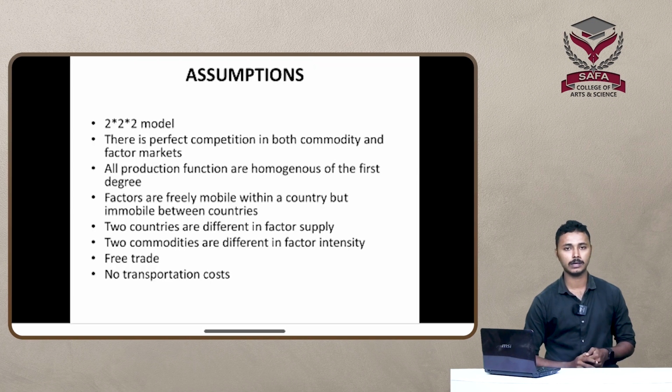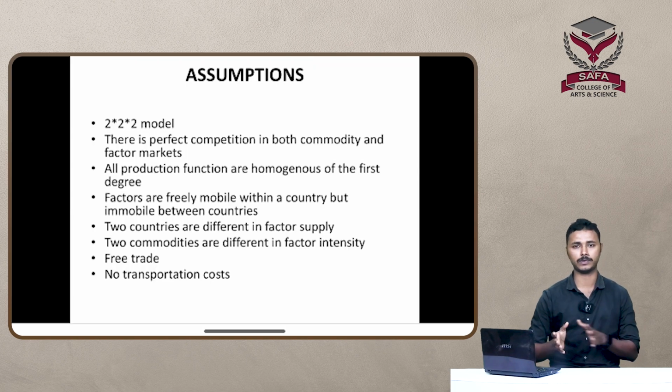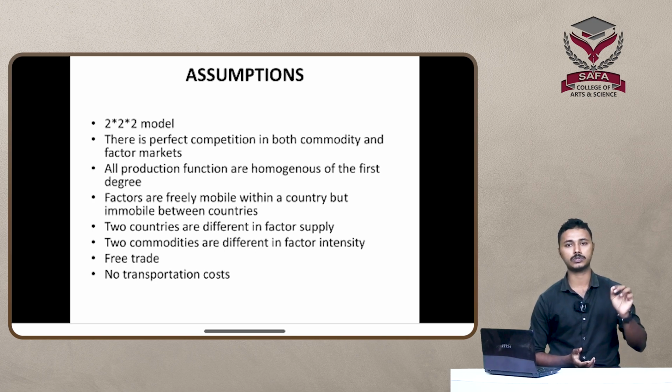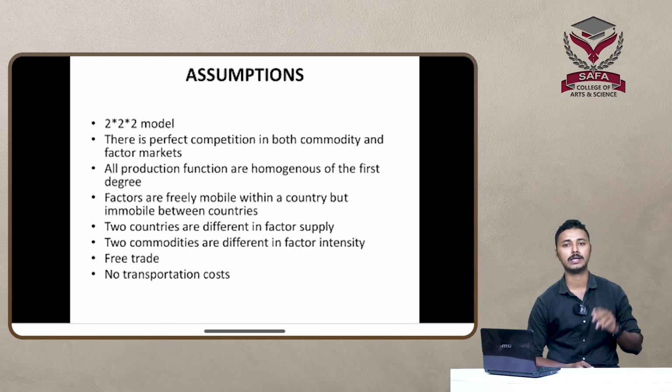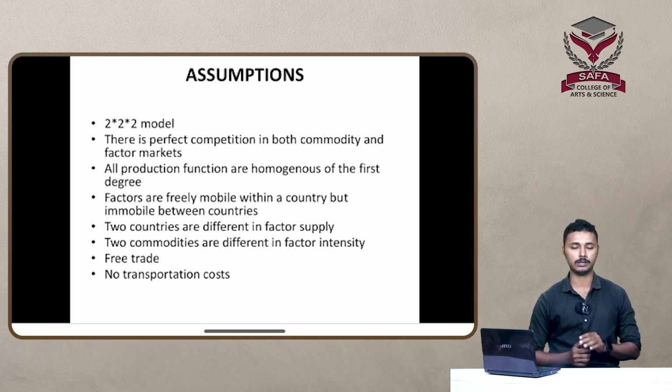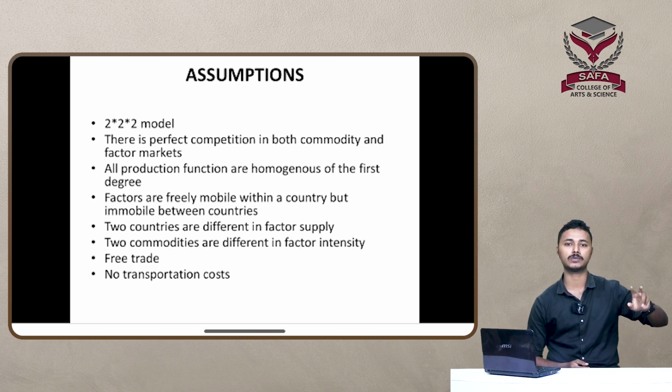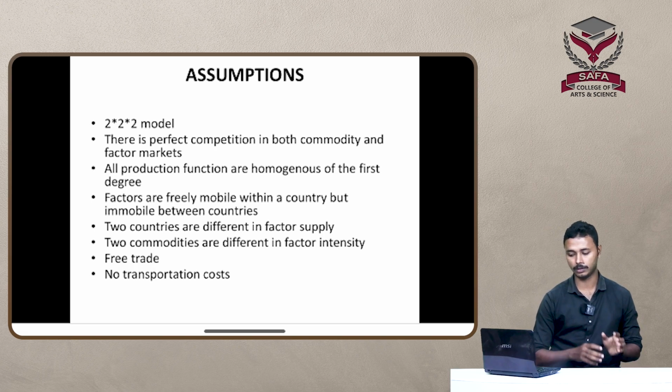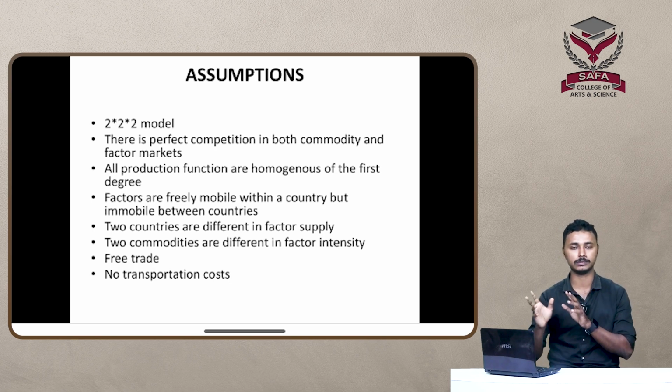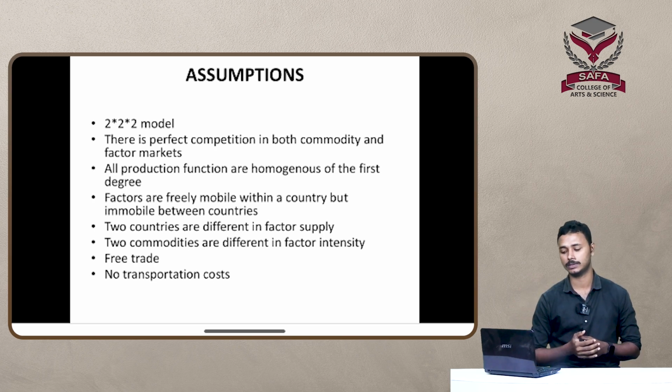Okay, then there are also some assumptions, some differences here. 2 into 2 into 2 model. Okay, that is 2 countries, 2 commodities, and 2 factors. In the previous theories, we saw that there was only one factor, that was labor. Here it is a 2 into 2 into 2 model. So here 2 factors are there, labor and capital. Okay, then the next assumption is there is perfect competition in both commodity and factor markets. 2 markets are there, commodity market and factor market. In both markets perfect competition prevails.